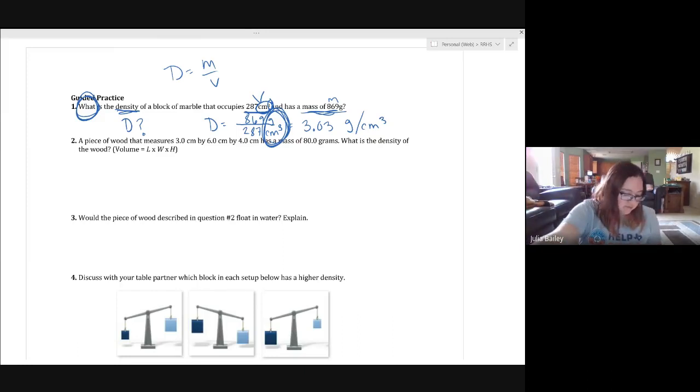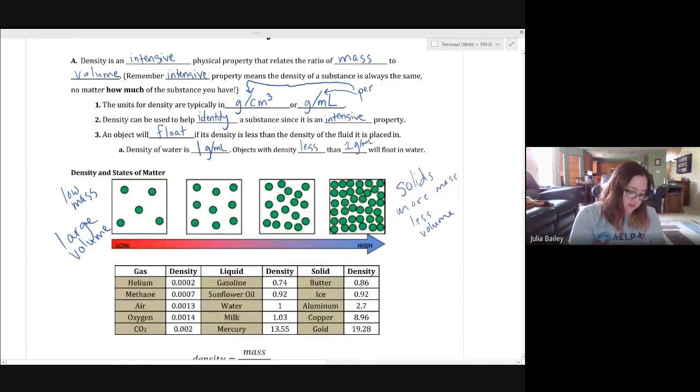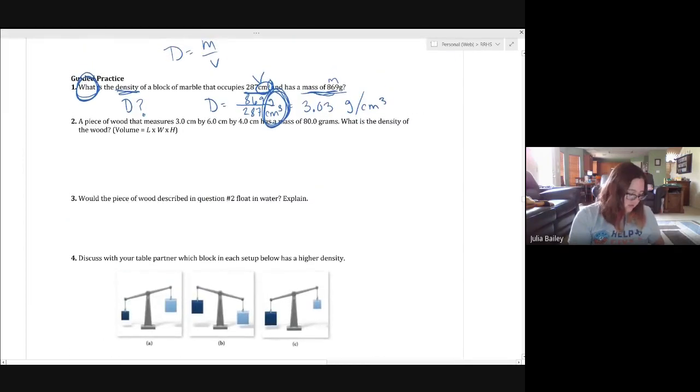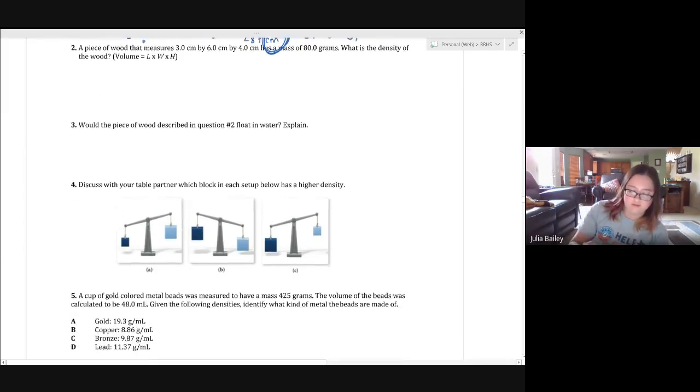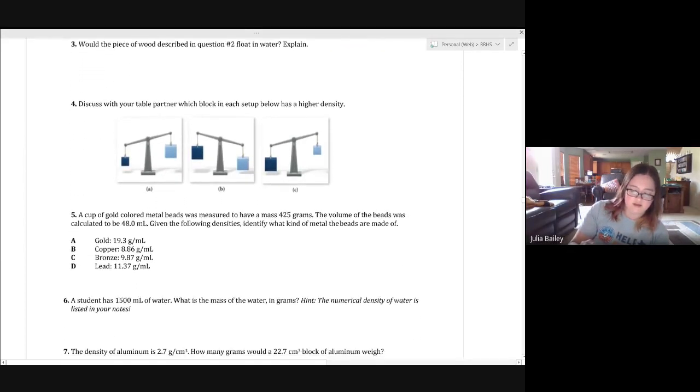Yeah, I mean, that's it. And we also know from our notes that grams per cubic centimeter is one of the density units. We talked about that. Now we'll try another problem. I actually want to look at number 5 together. JK, number 6.